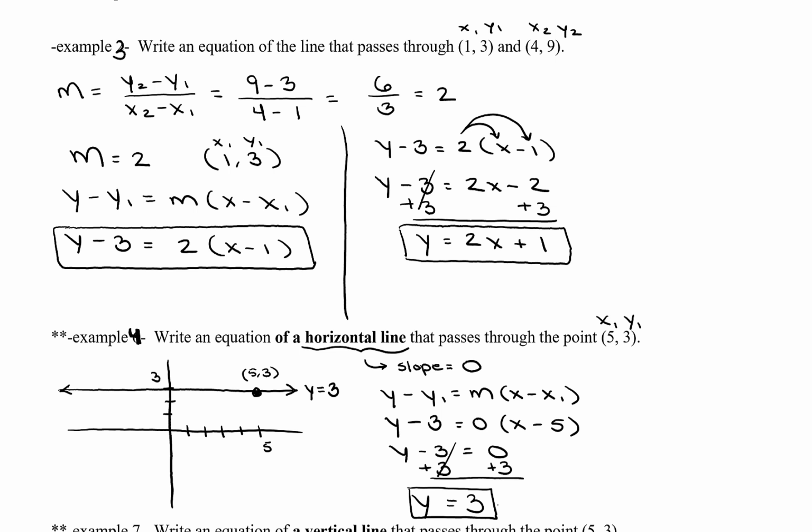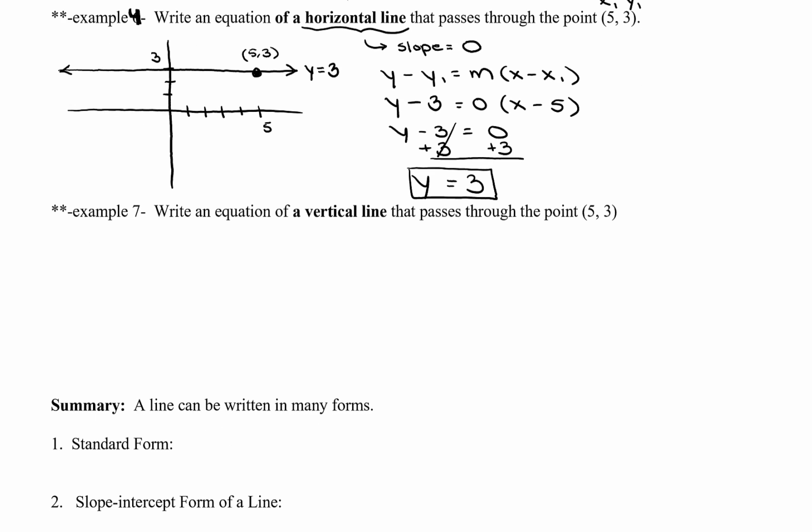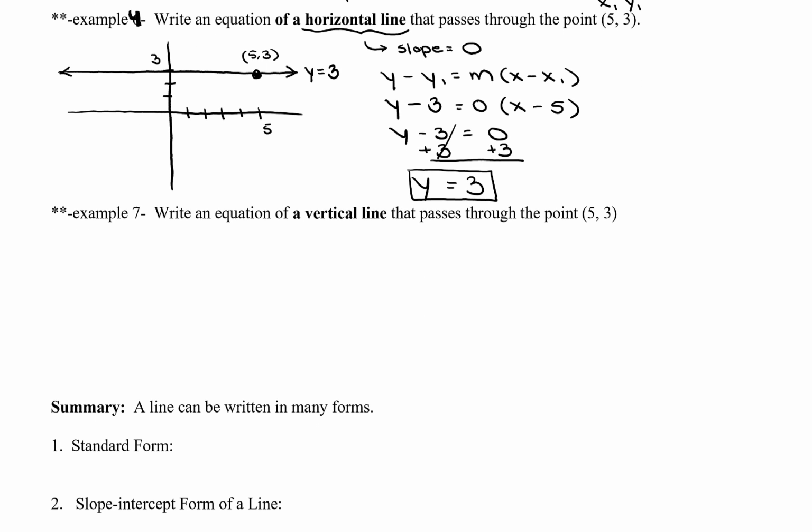Example 7. But in reality, this is example 5. So I'm going to write a 5 over the 7. Write an equation of a vertical line that passes through the point (5, 3).